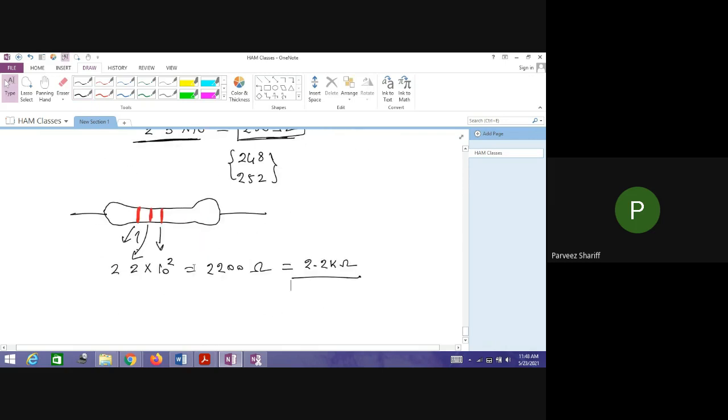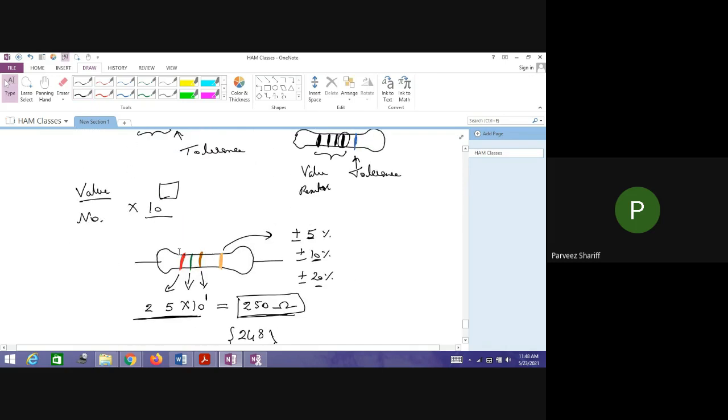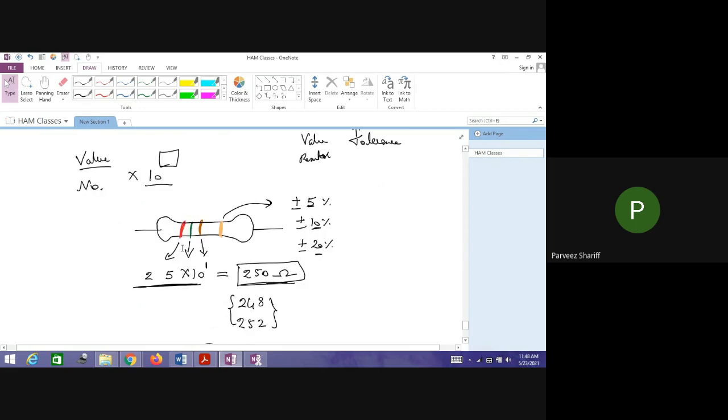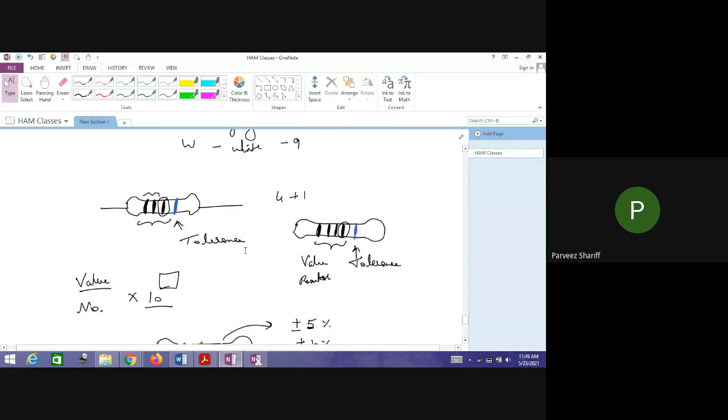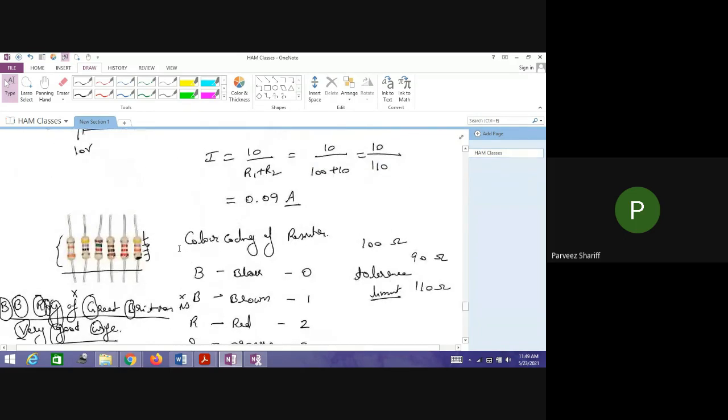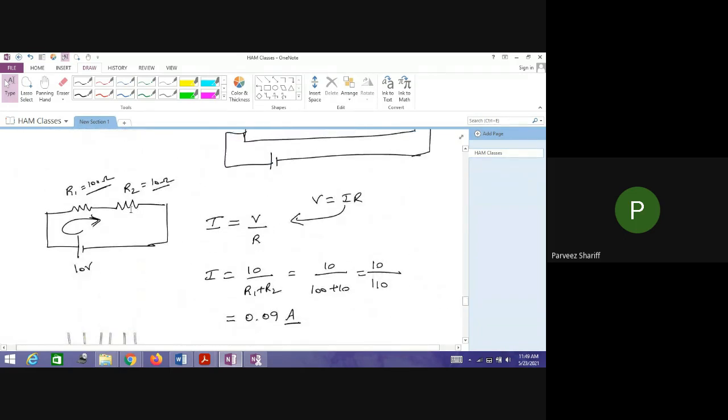Okay. Now we have understood the color coding. Hope you will not forget it. So please note it down, write it in your notes, whatever you are preparing. Now, once we have understood the color coding, let us come back to our circuit.